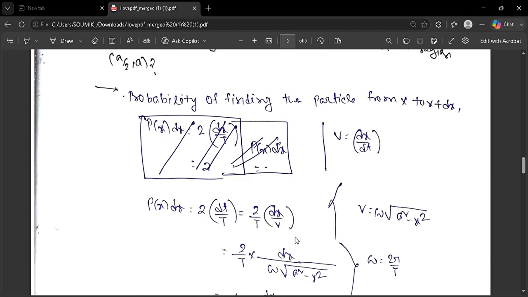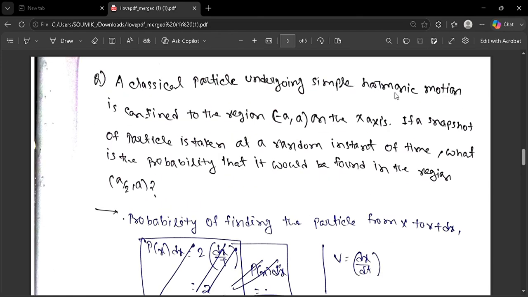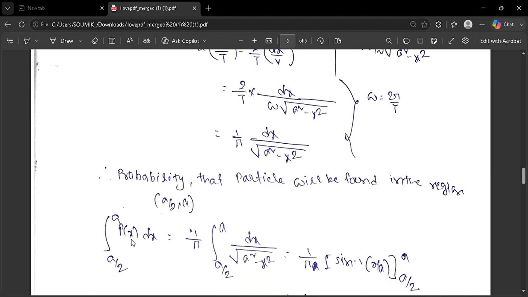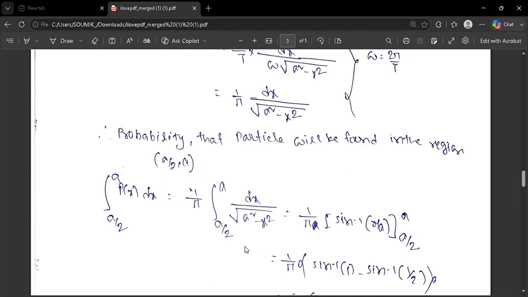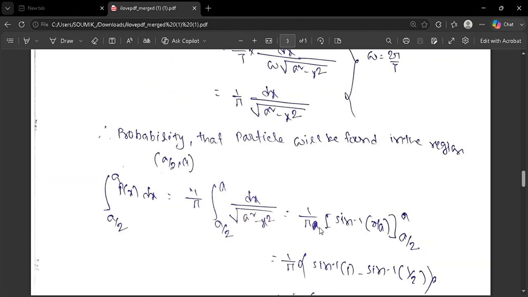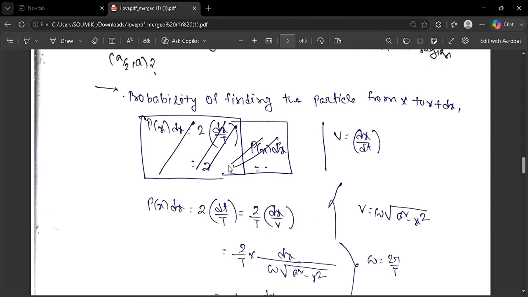A is the amplitude. It is given that the particle is confined to the region minus a to plus a on the x-axis. So to find the probability that the particle will be found in the region a by 2 to a, we need to integrate from a by 2 to a, and the rest of the portion is just mathematics, but the concept is important. To solve this problem we need to acquire the knowledge of quantum mechanics and classical mechanics here.